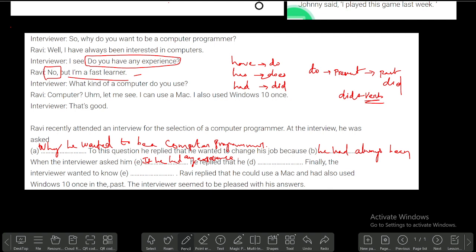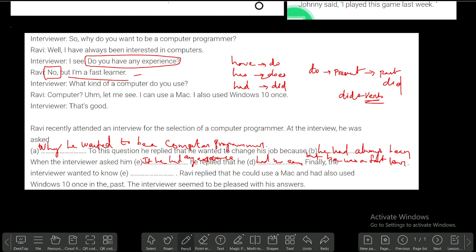So, do you have any experience? The answer is no, which means you have to report that he replied that he had no experience. But what's the next answer? He was a fast learner. That you have to write. So you have to remember this.